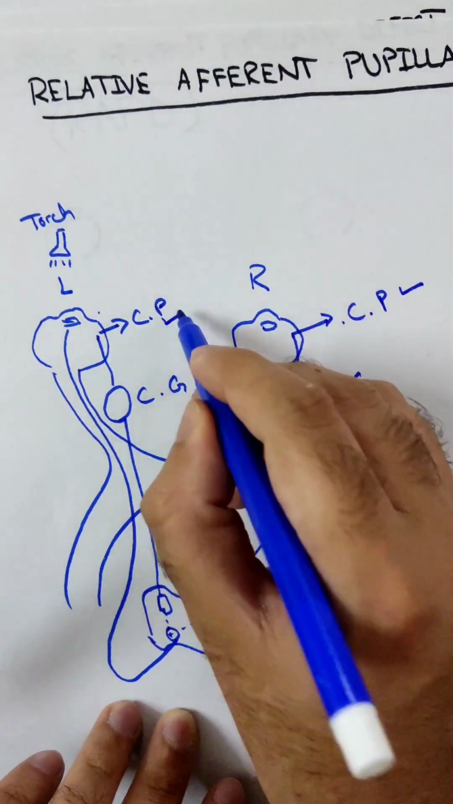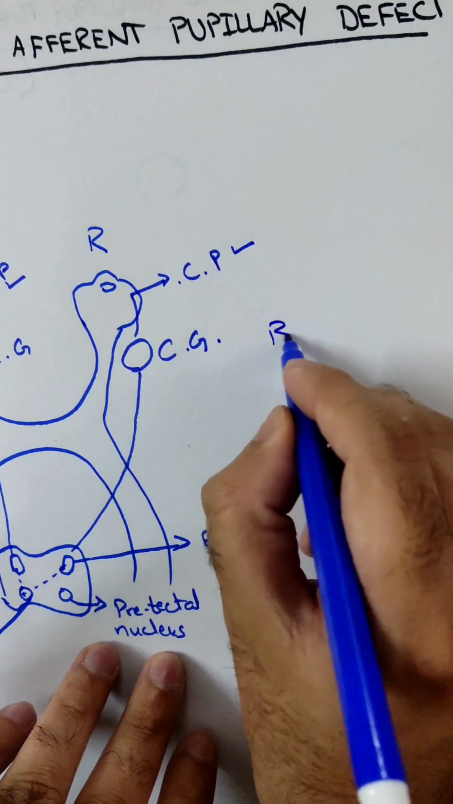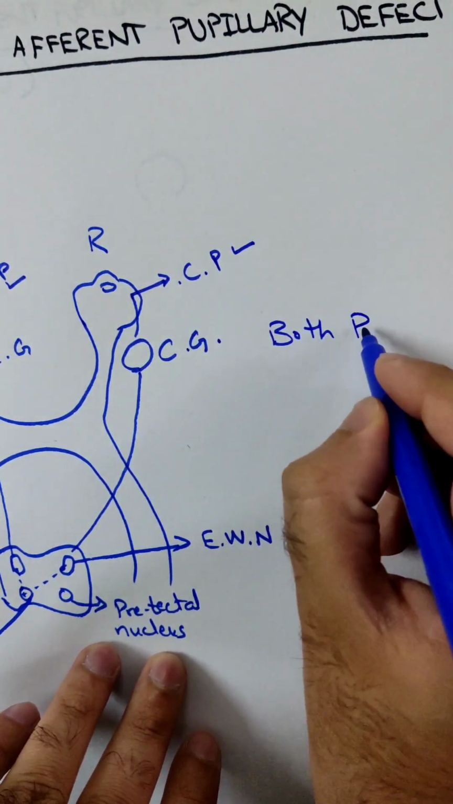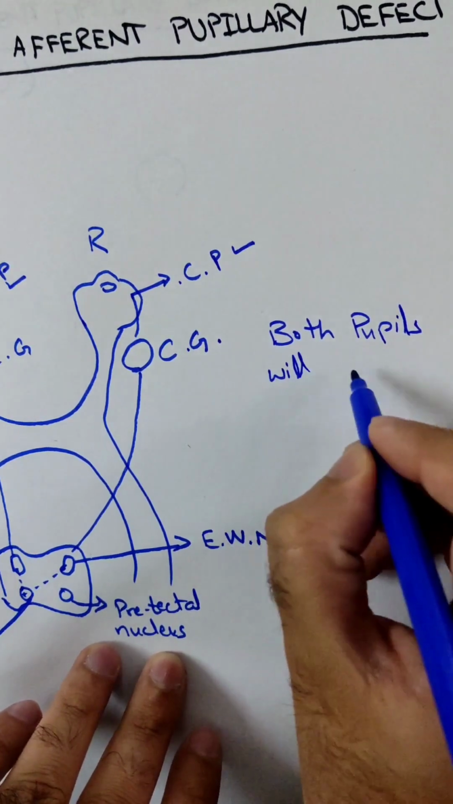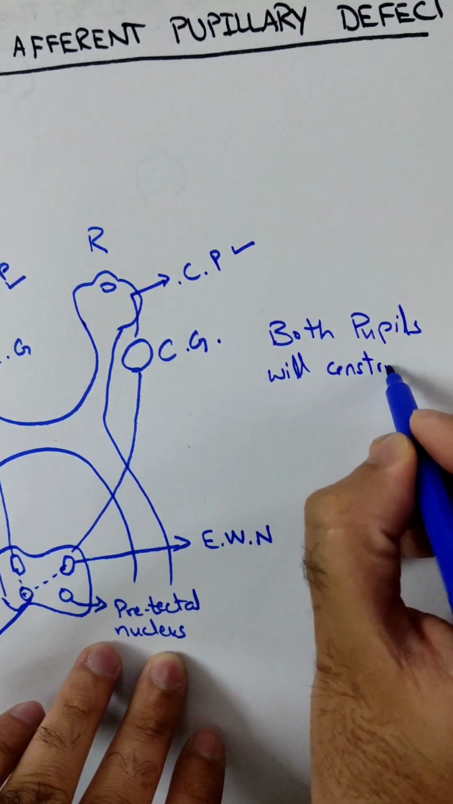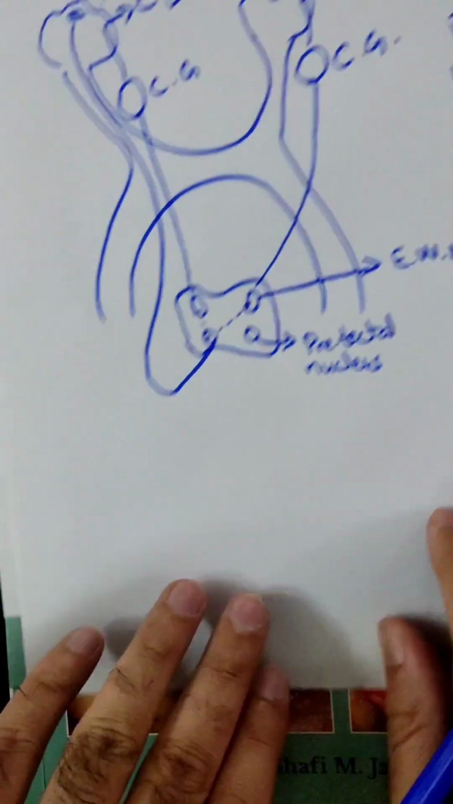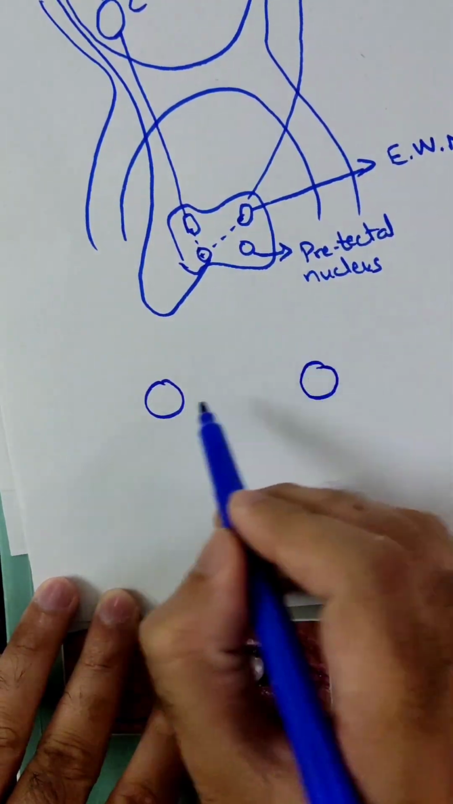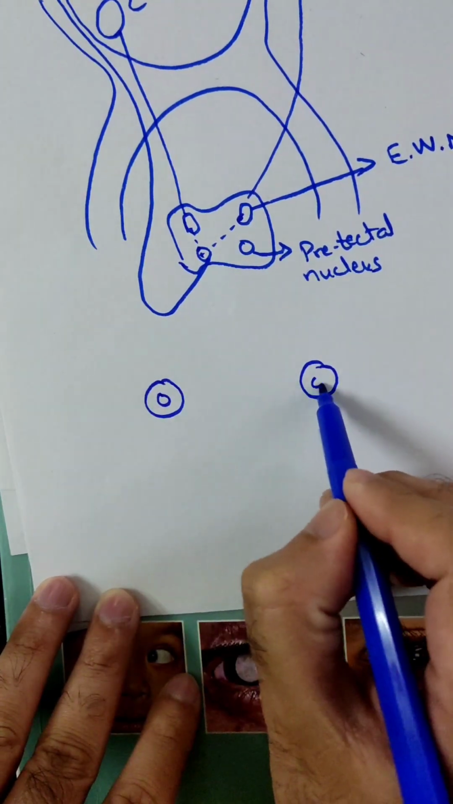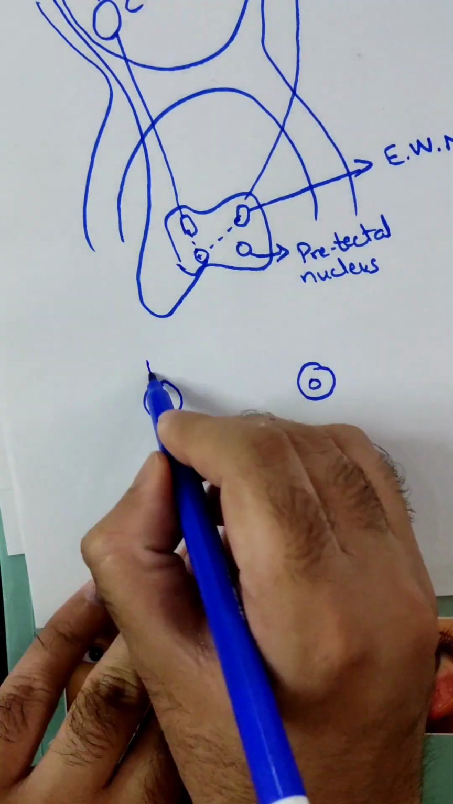resulting in direct light reflex of the left eye that will constrict, and the indirect also. See, the right eye efferent fibers are fine, but the problem was in the afferent fibers not transmitting the information. So that's why when you shine light to the left eye, it will result in direct light reflex of the same eye and indirect light reflex of the other eye. This tells us that there is a defect in one of the afferent fibers of the eye.